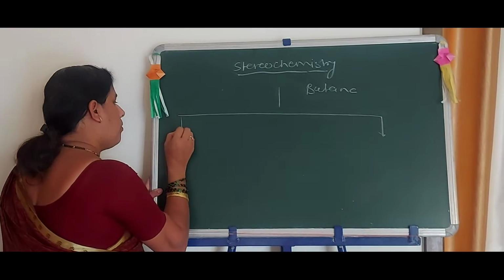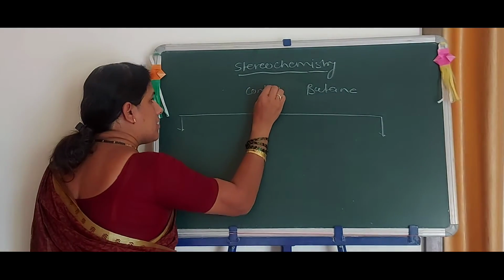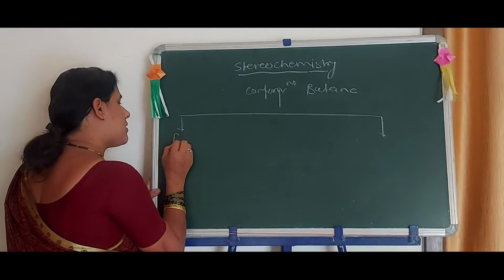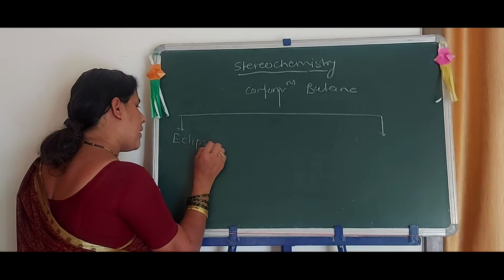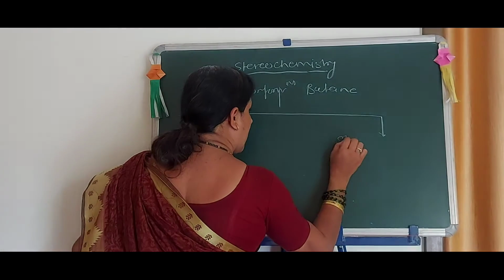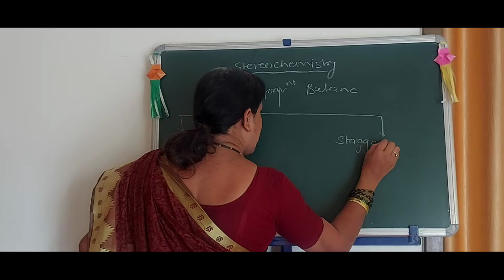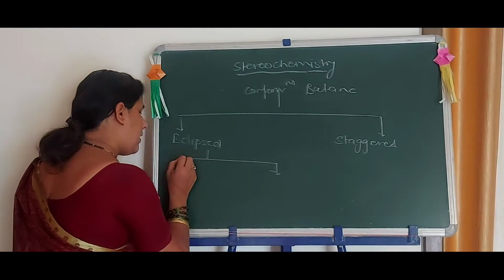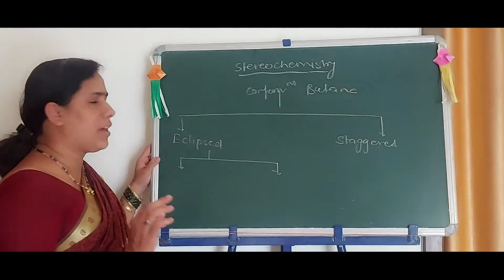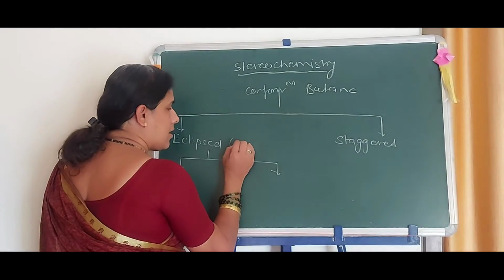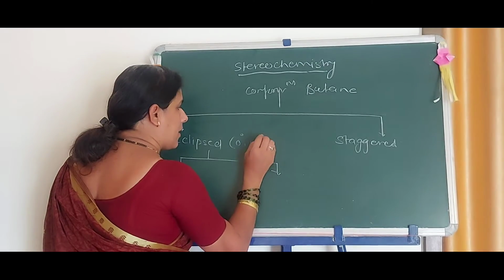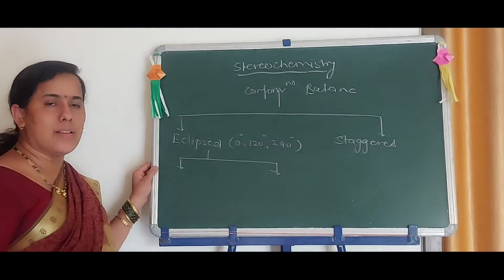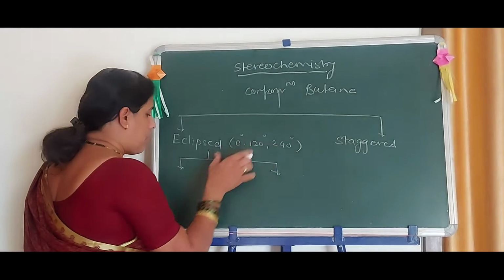There are two types of conformations. First is eclipsed and second is staggered. In eclipsed, according to dihedral angle, it is divided into two types. For eclipsed, which are the angles here? That is 0 degrees, 120 degrees and 240 degrees. Out of these, the three angles are divided into two types.